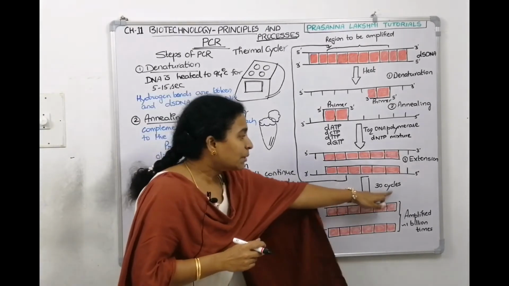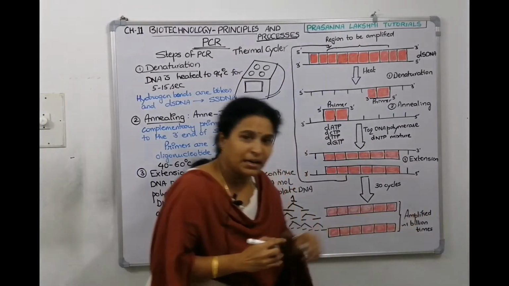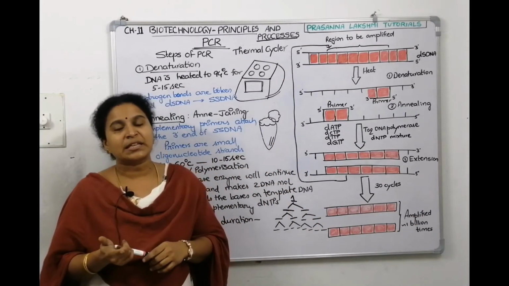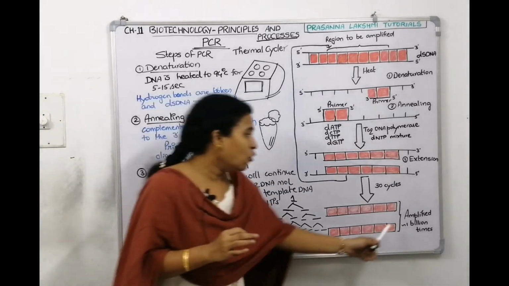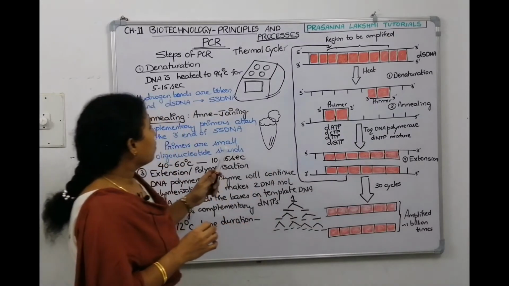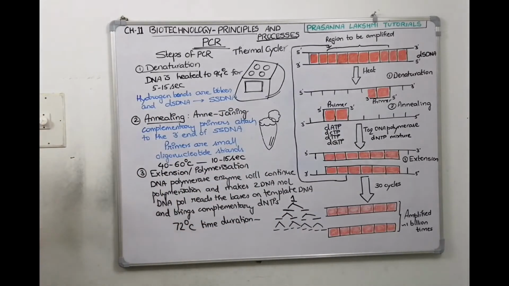And if you do some 30 cycles, you can amplify it to 1 billion times. How many cycles you want? You can run that many cycles and the DNA gets amplified to 1 billion times. This is the technique of PCR. So what are the 3 steps? Denaturation, annealing and extension. Take a screenshot fast.